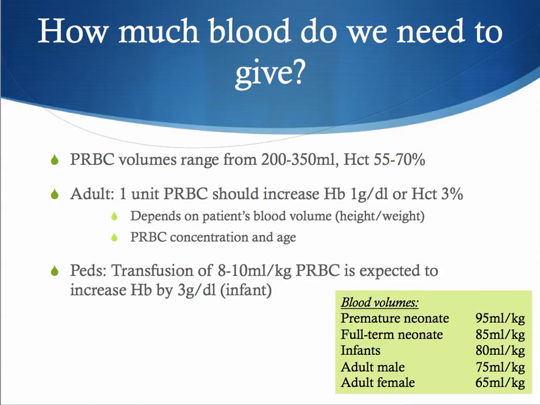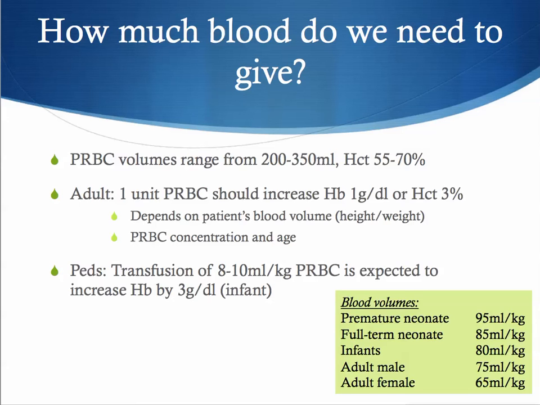So how do we know, after we make the decision that we want to go with blood component therapy, how much do we need to give? For packed blood cells, each unit has a volume between 200 to 350 cc's, and the target hematocrit in those products is 55 to 70% hematocrit. So therefore, normal blood volume average for a 70 kilo patient, 1 unit of PRBCs should increase your hemoglobin level by 1 gram per deciliter, or increase your hematocrit by 3%.